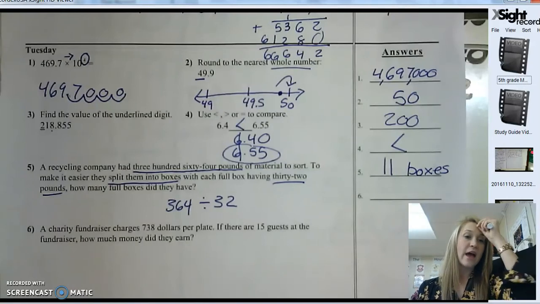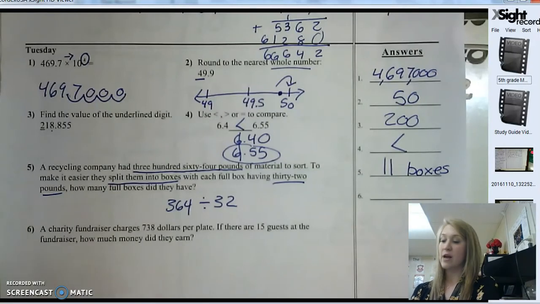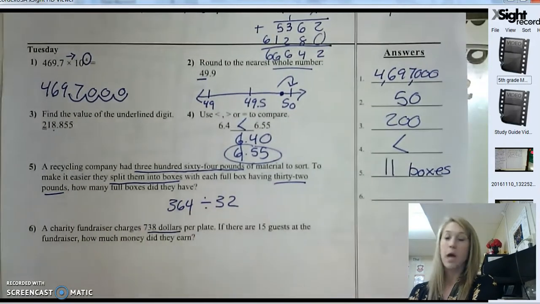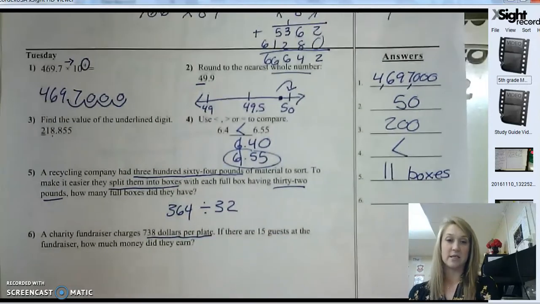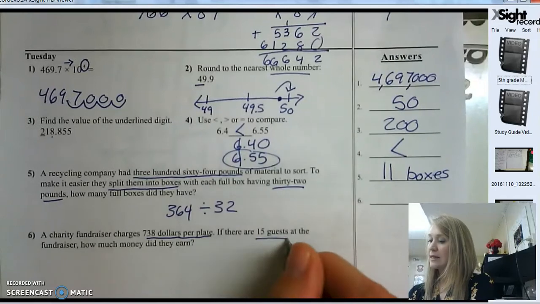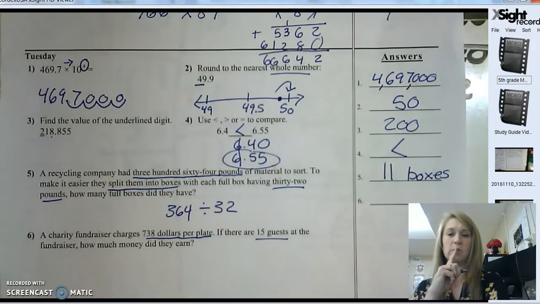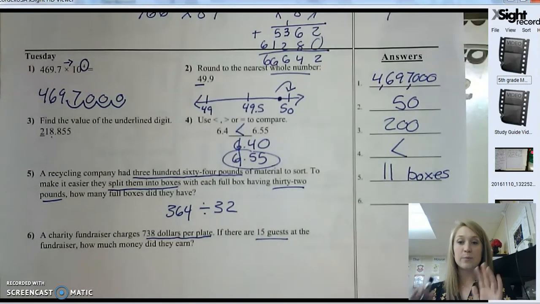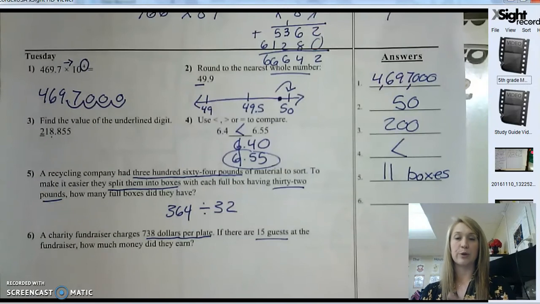Last problem. A charity fundraiser charges $738 per plate. If there are 15 guests at the fundraiser, how much money did they earn? Well, let me think about this. All right, so these people are going to a fundraiser. 15 people are going to a fundraiser. It says they charge $738 per plate.